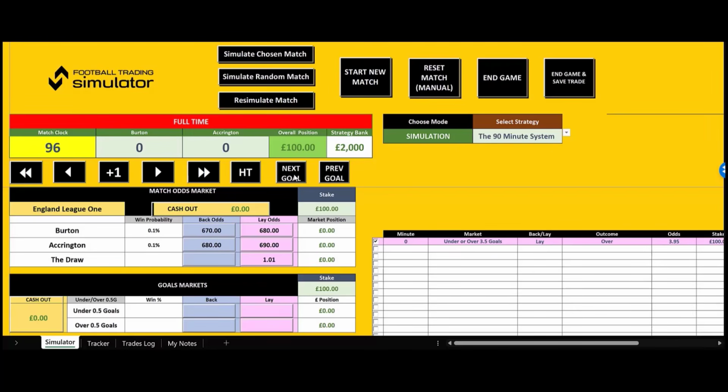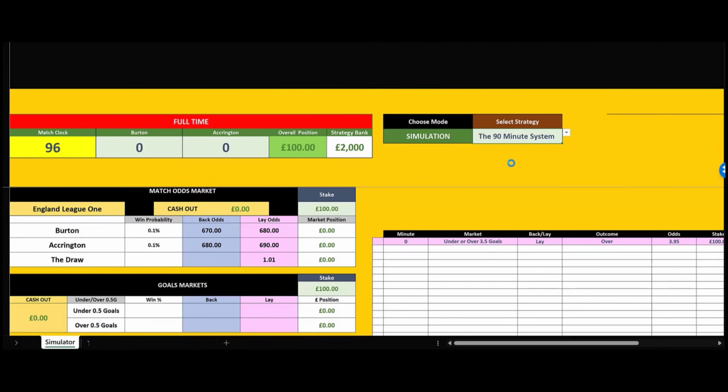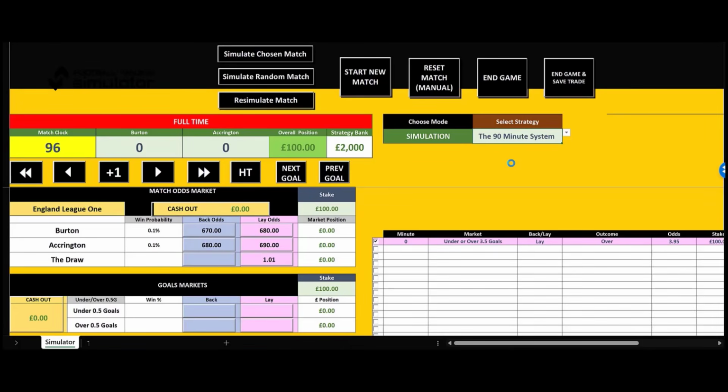And that's not a bad start. That's not a bad start at all. Okay. We made it all the way through the 90 minutes without there even being a goal. So that means, and that's kind of the thought process behind this particular iteration, that if there are no goals, we could make 100% of our profit. Why would we exit if there's no goals at all?